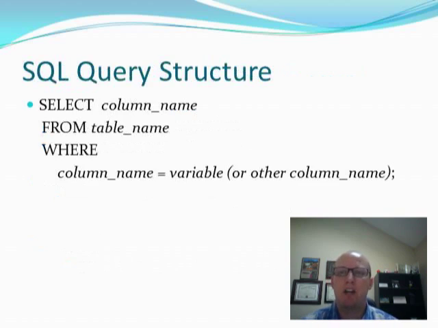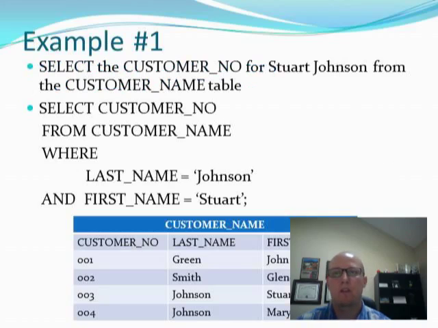So here's a better format for it. You see, select your column name from your table name, where a column name equals either a variable, some sort of a constant, or another column name whenever you're joining tables together. So we'll go through 4 very basic examples now.